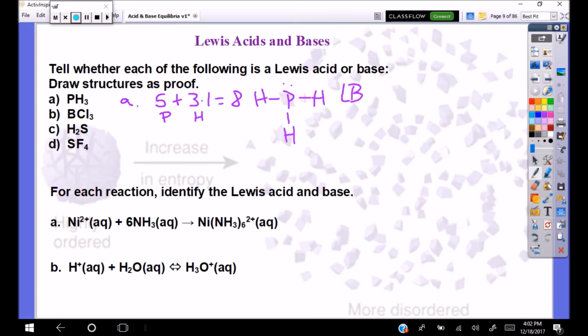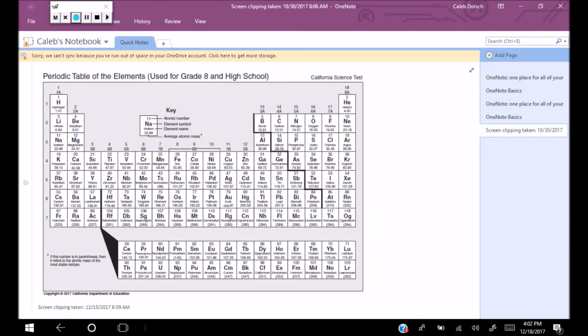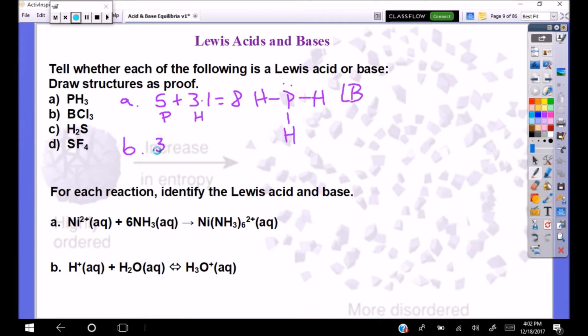All right, let's look at boron. So boron, as I said, is one of those weird ones. It's in group 3A. It has 3 valence electrons. We also have chlorine, which is 7 valence electrons. So we've got 3 for boron plus 7 times 3. So that's 21 plus 3. This is 24 total. We put boron in the center.